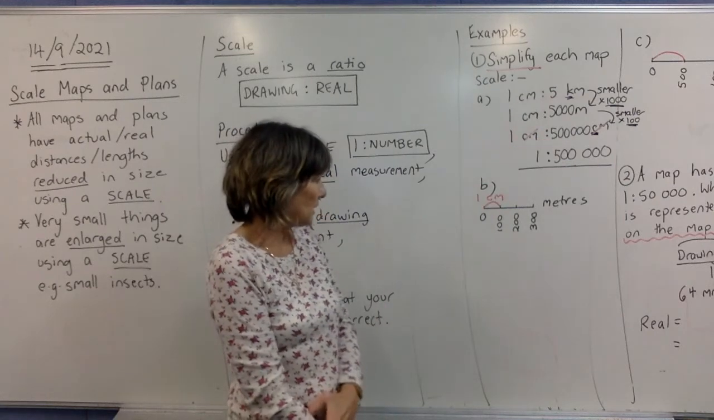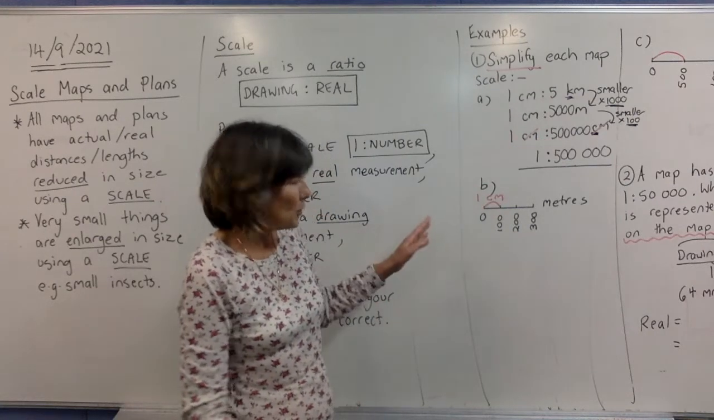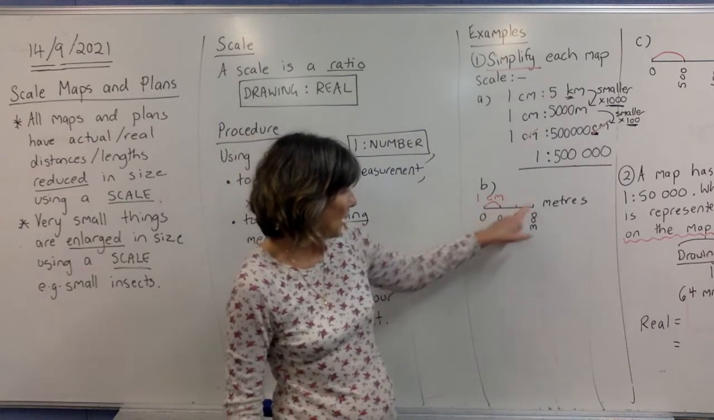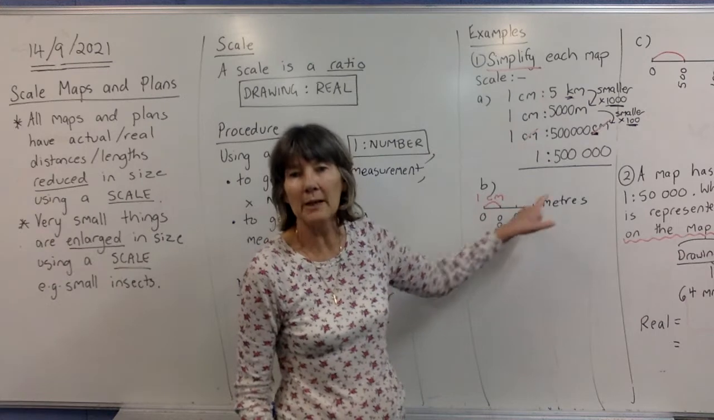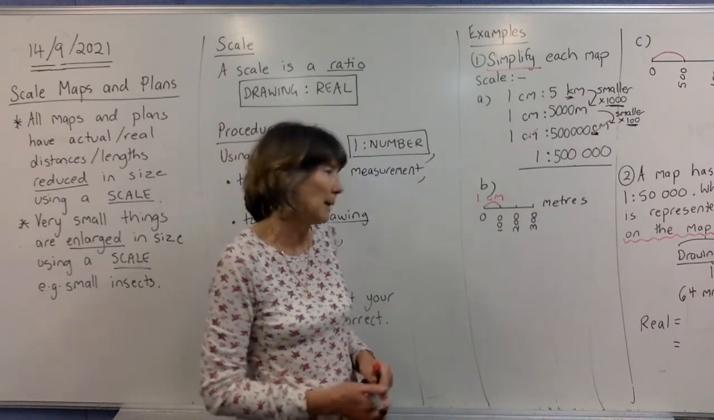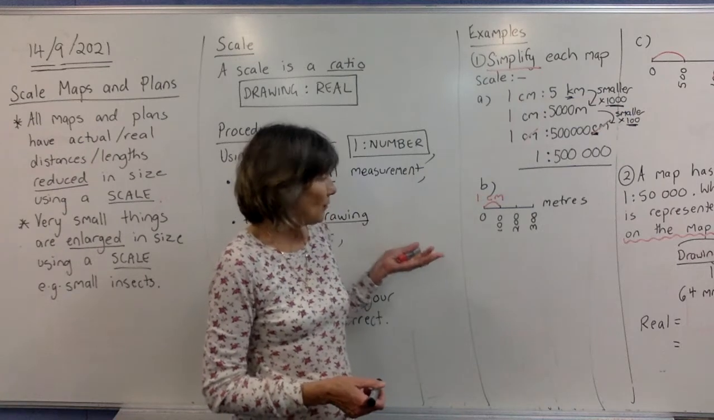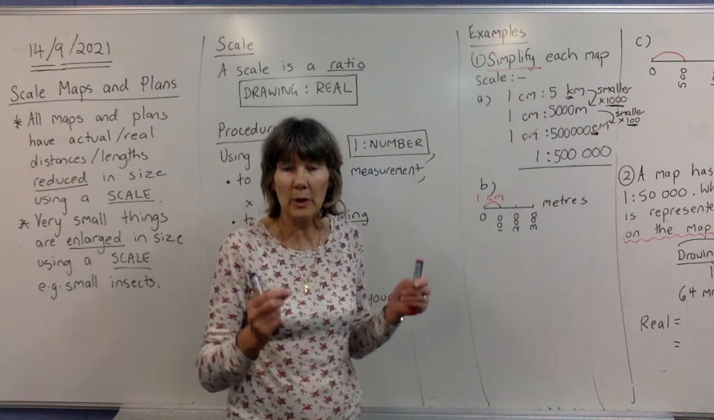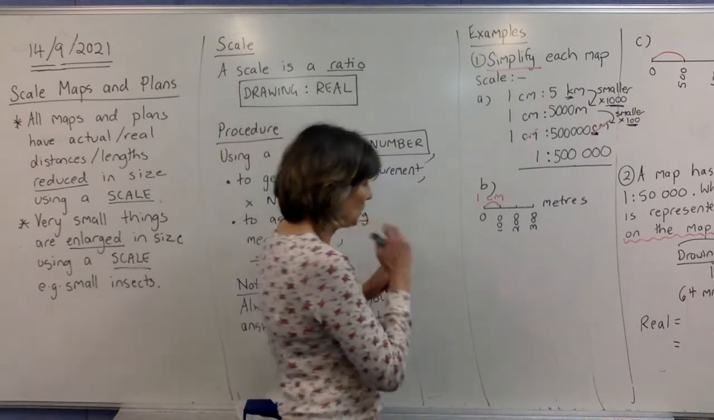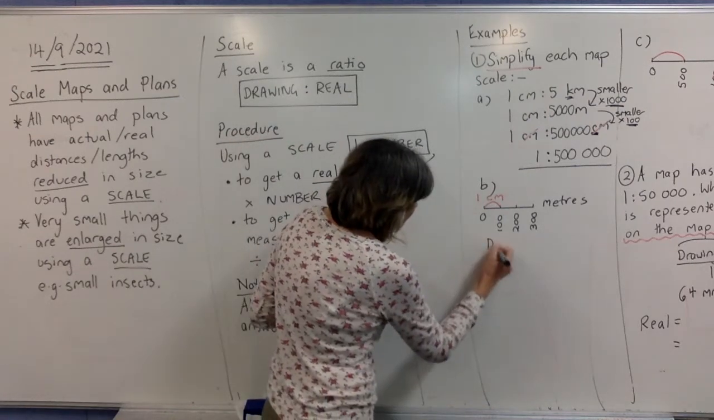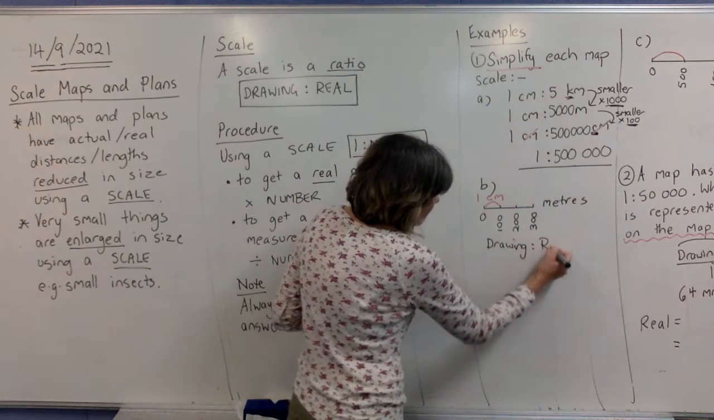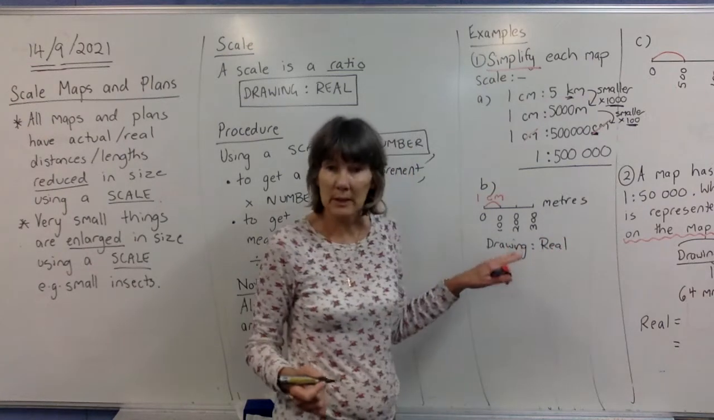All right, so let's look at this next one. Now, when you draw this up, I want you to draw it so that these little gaps are all 1 centimetre apart. And then just draw that diagram up. Now, when we do a scale for this, and a lot of things when you look at keys and scales on maps look like this. So always remember that we're doing drawing to real to get our scale out.